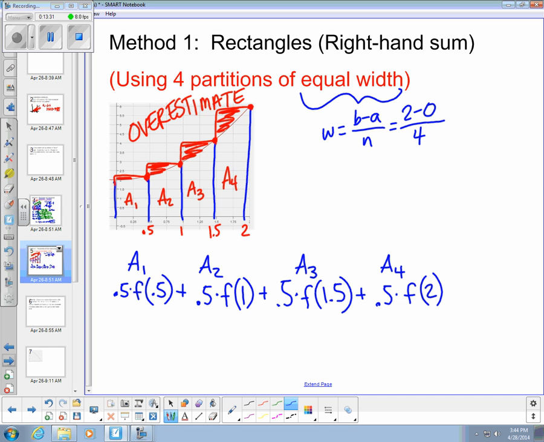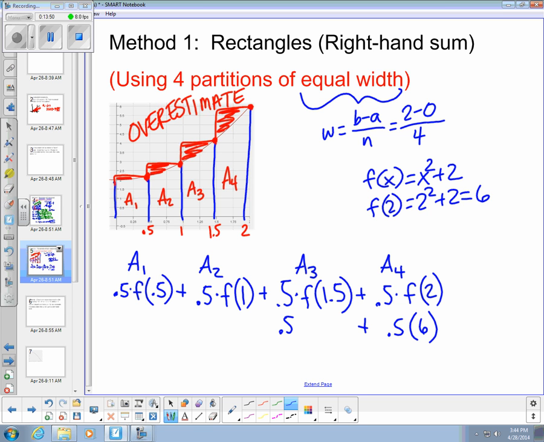Now we've already done all of these numbers except for f of 2. Remember our f of x was x squared plus 2. So if I plug in, 2 squared plus 2 is going to give us 6. So this is going to be 0.5 times 6. The f of 1.5 we did on the last problem, and we got 4.25. f of 1 was 3. And f of 0.5, again, we did these on the last problem, was 2.25. So we don't have to calculate everything every time when we're using the same picture.